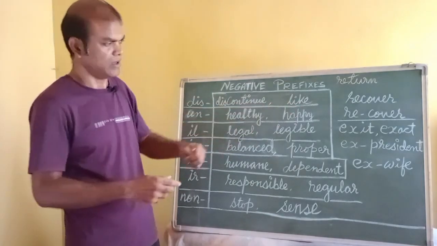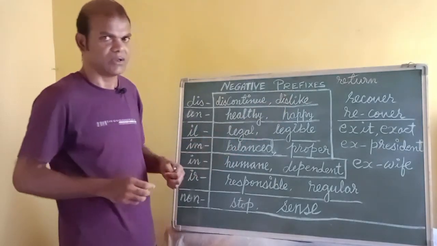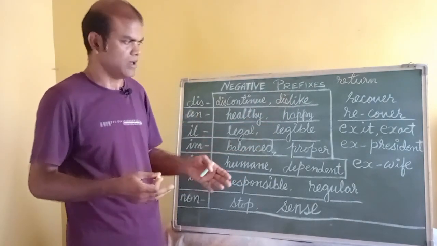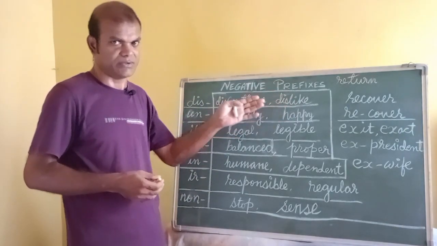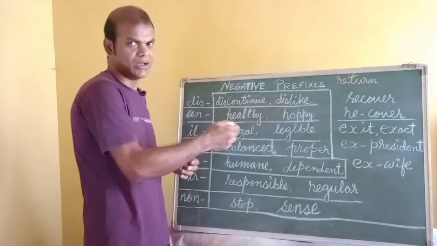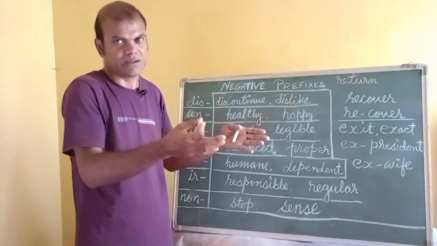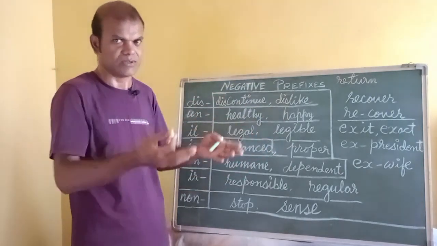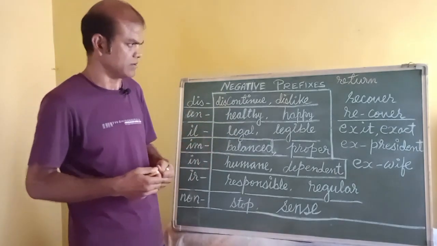Same in like, if we add dis, dislike. Now like means I like something or some person. Now dislike, I added the negative prefix before the root word like. Now we got dislike, a new word. Dislike means I don't like that thing or the person. I have a bad feeling for that thing or the person. I dislike it or dislike that person.